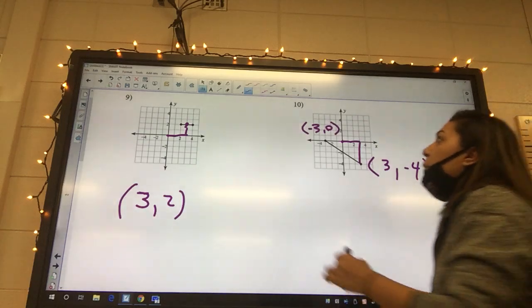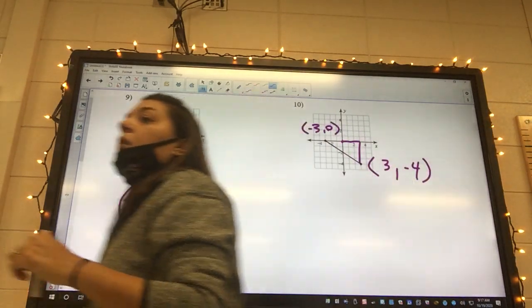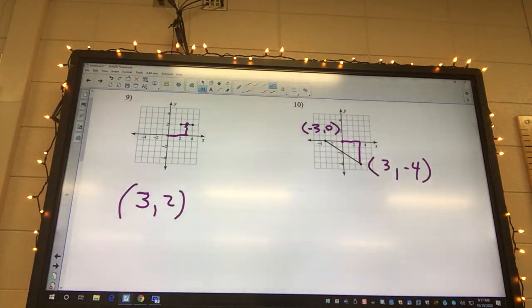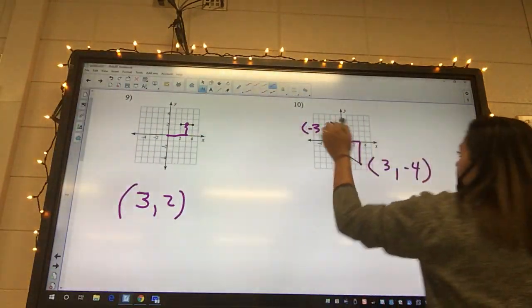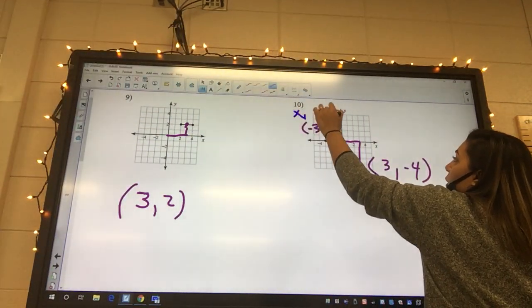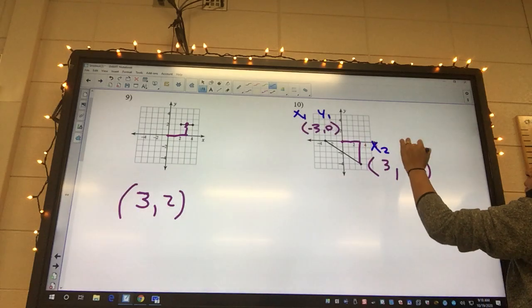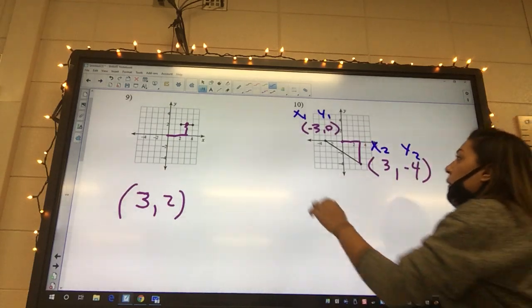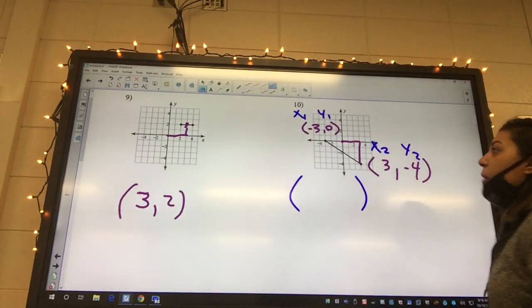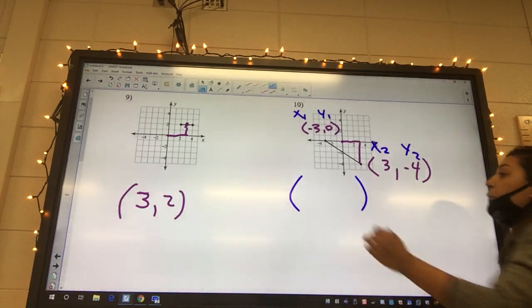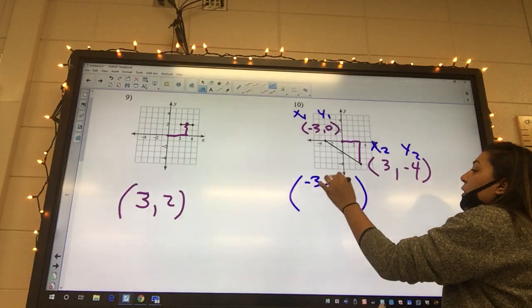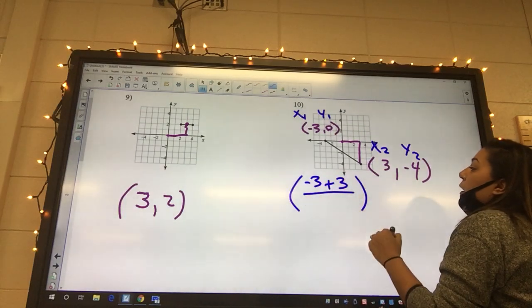Okay. What's our next step going to be? Over 2. Close. We need to do something before that. I don't want to say first step, but on all these problems, label them. Perfect. Because we need to be able to identify which ones are x's and y's. So I got x1, y1, x2, y2. Okay, what's my x1? -3.